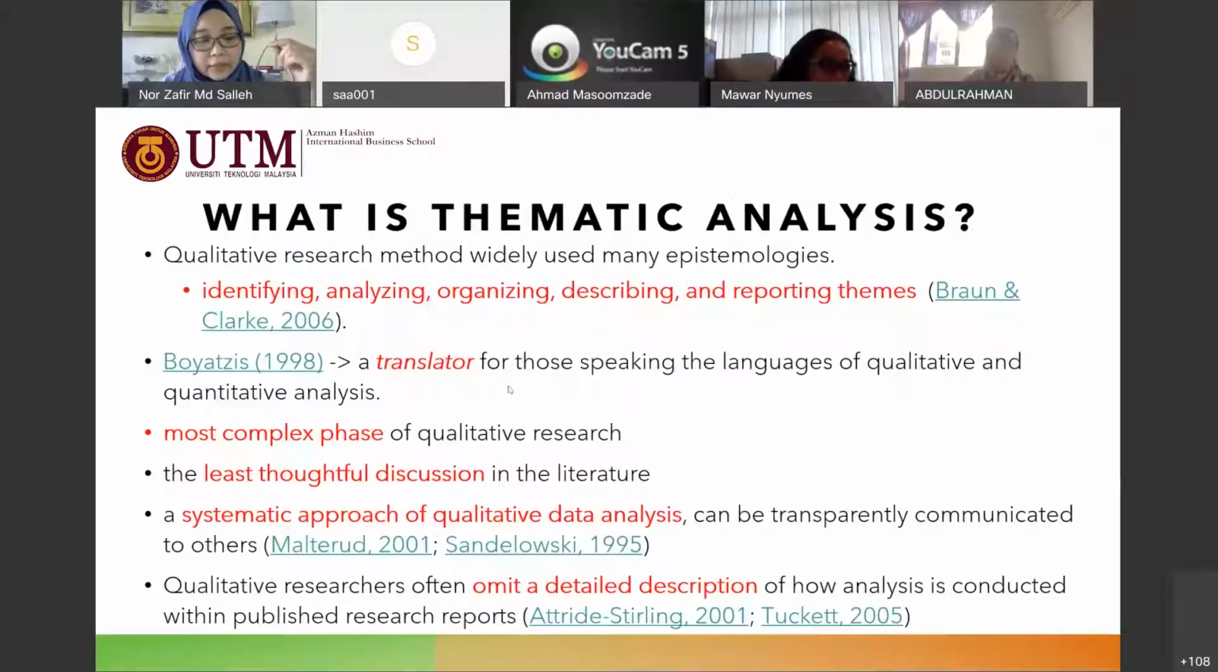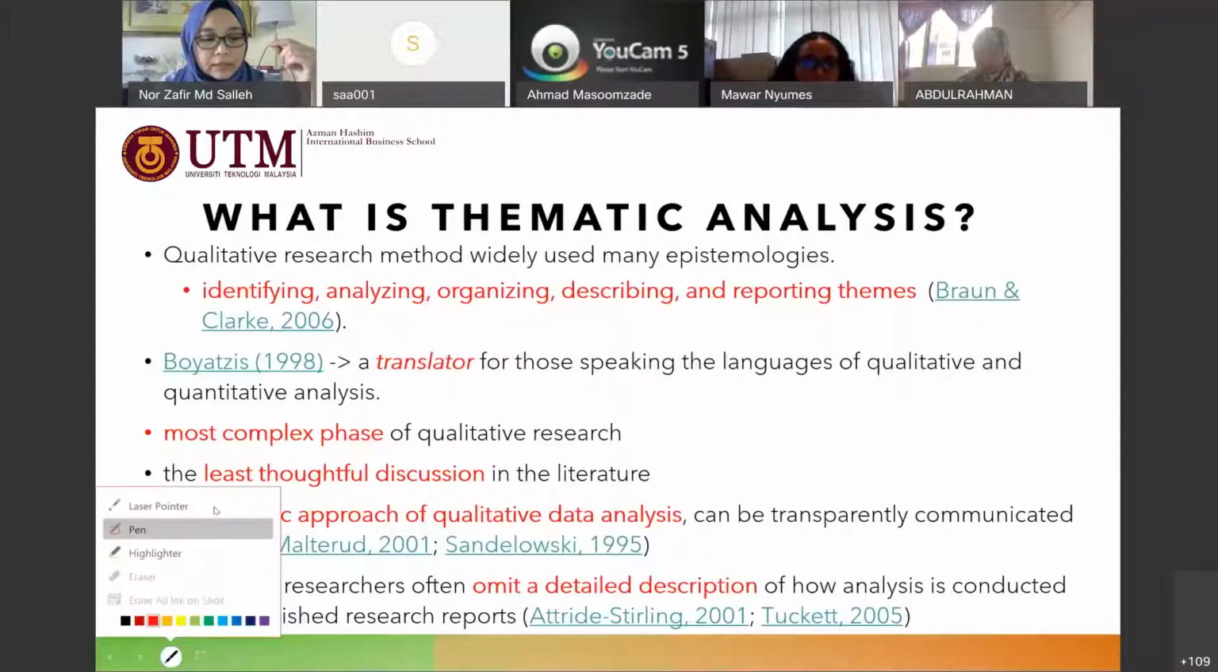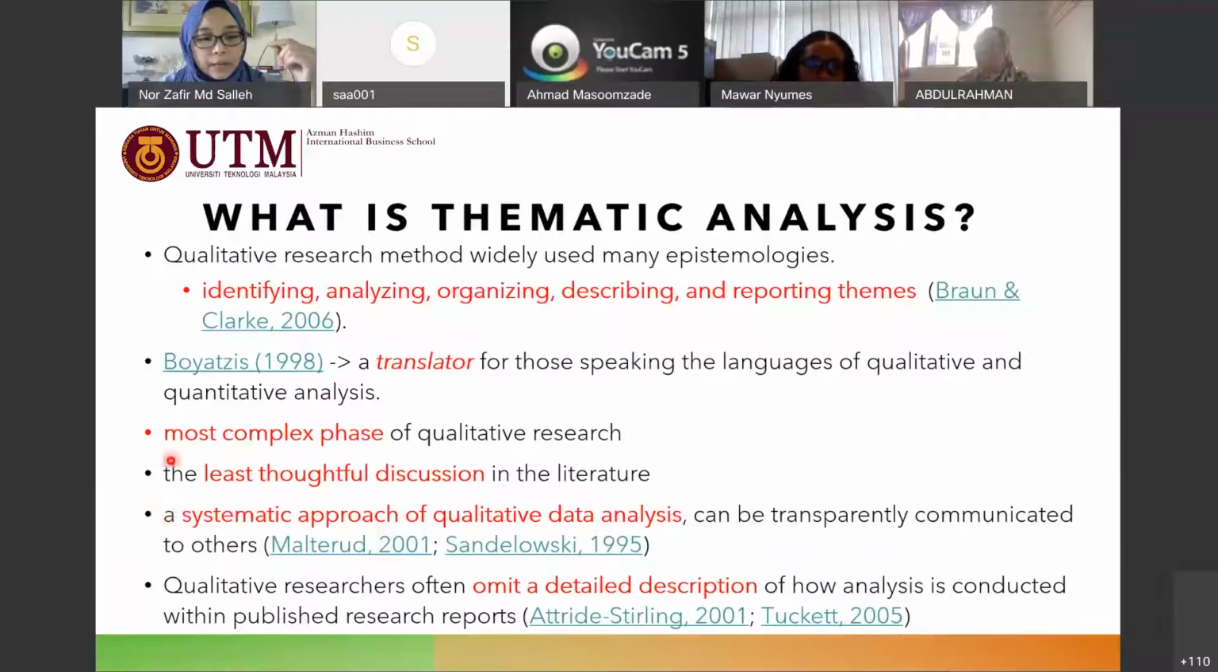The qualitative analysis is the most complex phase of qualitative research, because normally when students have carried out their interviews, they are going to sit back and relax. Okay, I've done my PhD. No, you're going to transcribe your data, and you have to get the data first before you analyze it.